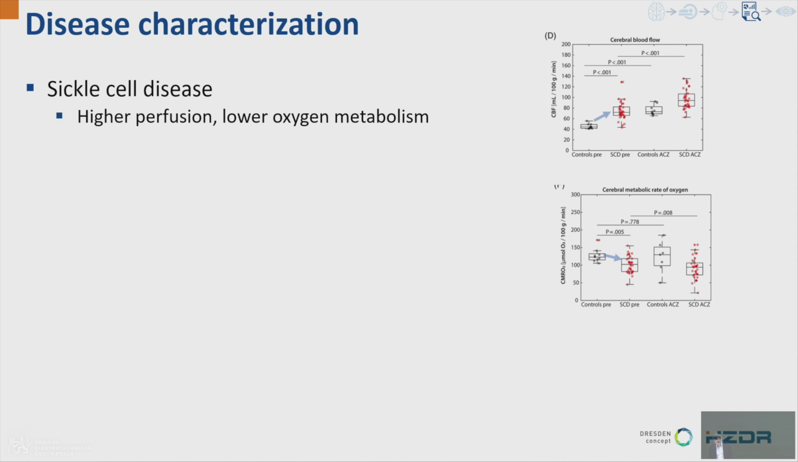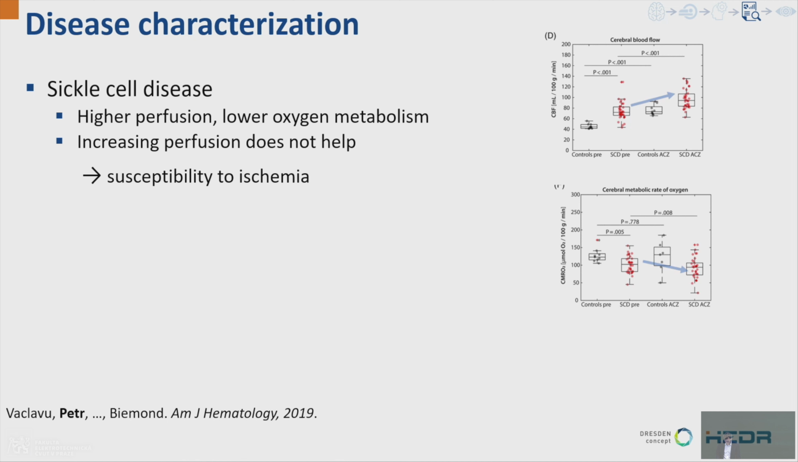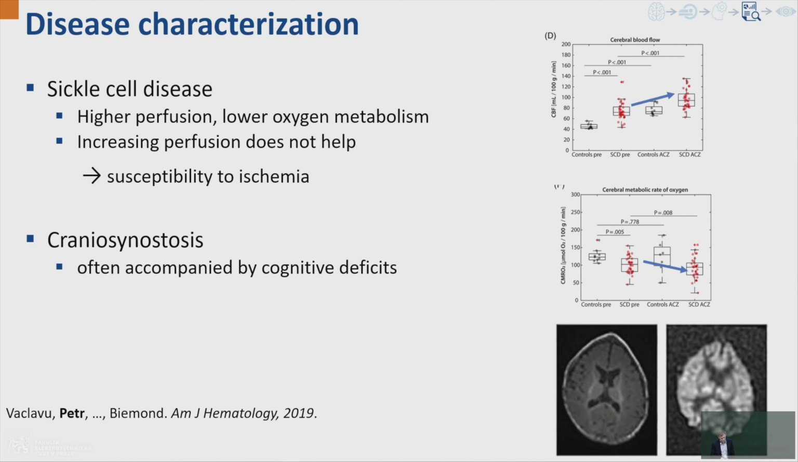So then we've tried out what happens if we inject a special drug that enlarges the vessels to bring in more blood. So expectedly, the perfusion increases in the patients, but the oxygen metabolism unfortunately doesn't really improve. So that means that no matter how the body is trying to compensate, it cannot really deliver enough oxygen to the brain, which explains why these patients might have problems with not enough oxygen delivery and mini strokes.